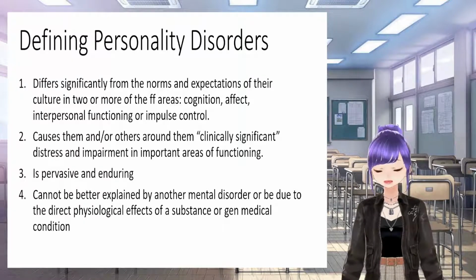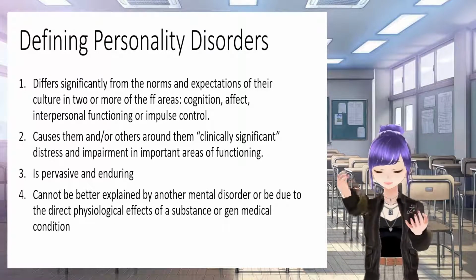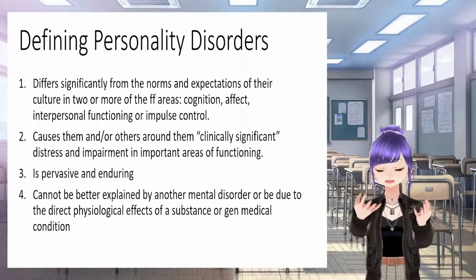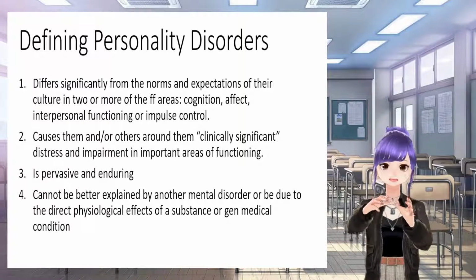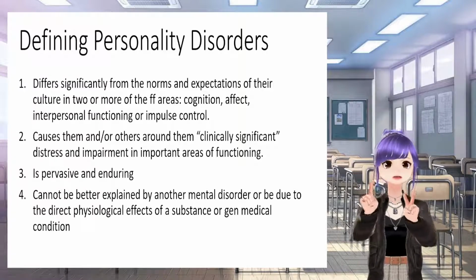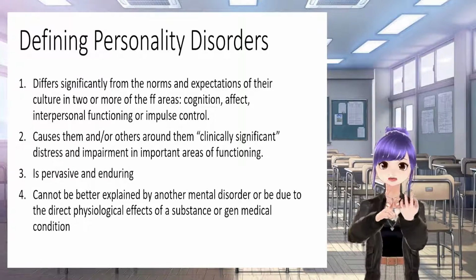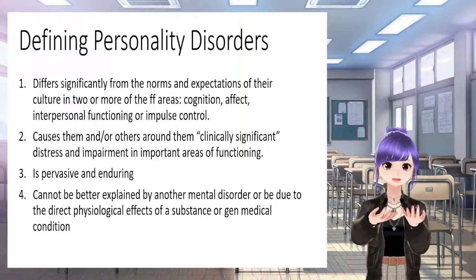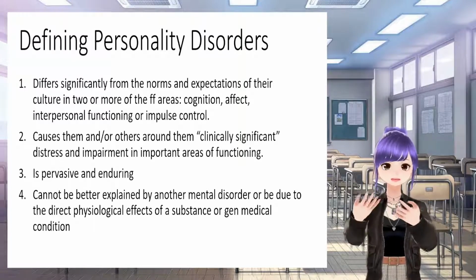According to the DSM-5, personality disorder refers to when an individual displays a personality style. For example, these are patterns of cognition, behavior, and emotions that, first, differ significantly from the norms and expectations of their culture in two or more of the following areas: cognition, affect, interpersonal functioning, or impulse control. Number 2, they cause them or other people around them clinically significant distress and impairment in important areas of functioning.